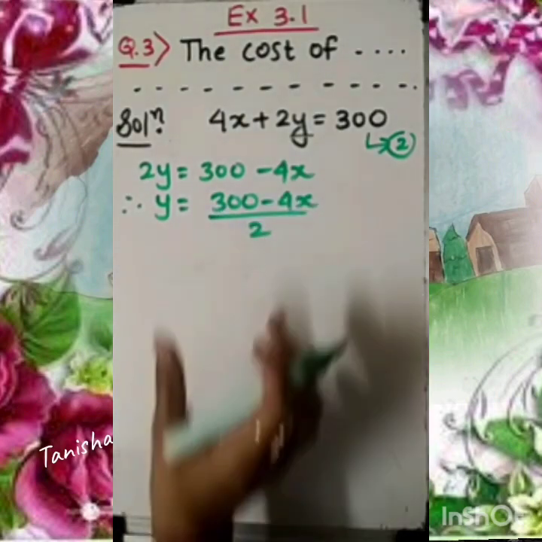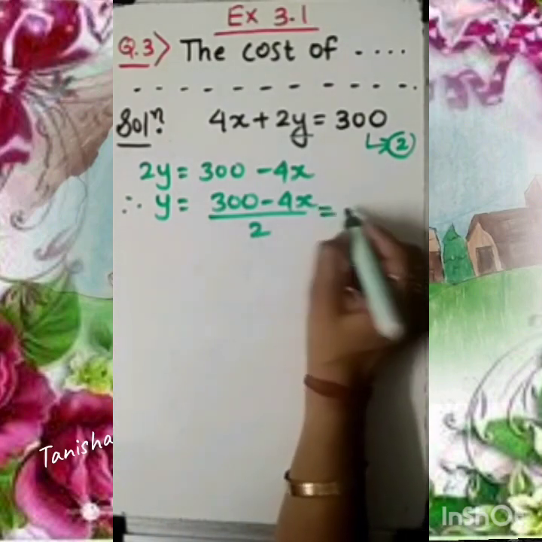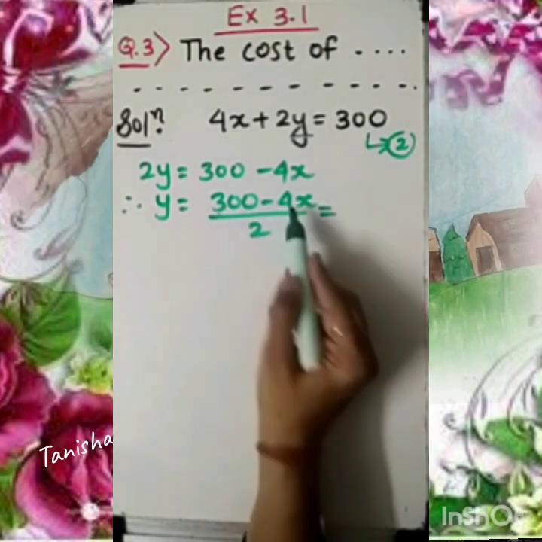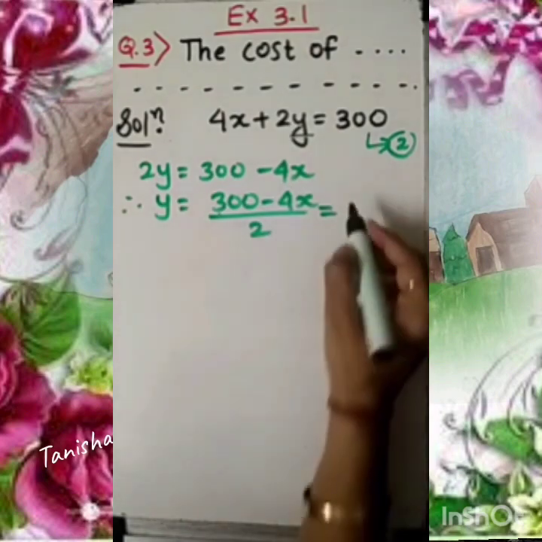Fine. This can be the equation part. You can do one more thing if possible. Here you can see 300 and 4 are having 2 as a common factor. So we can take out 2 common also from here.